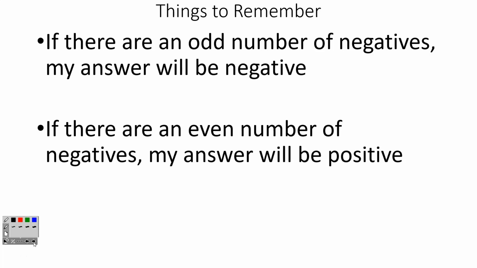So here's kind of the point that we're trying to drive home. If there are an odd number of negatives, your answer is going to be negative. If there's an even number of negatives, my answer will be positive. So for example, an odd number. If there's 1 negative or 3 negatives or 5 negatives or 7 negatives or 9 negatives, then your answer is always going to be negative. If you have an even number like 2 negatives or 4 negatives or 6 negatives, your answer is going to be positive.